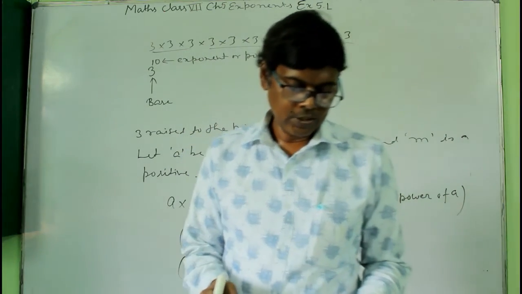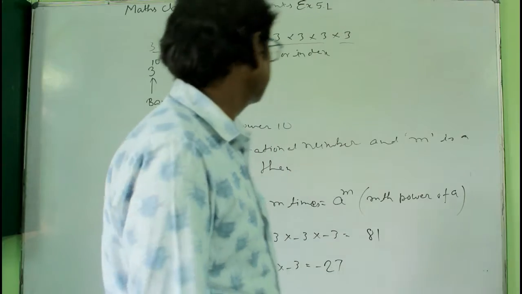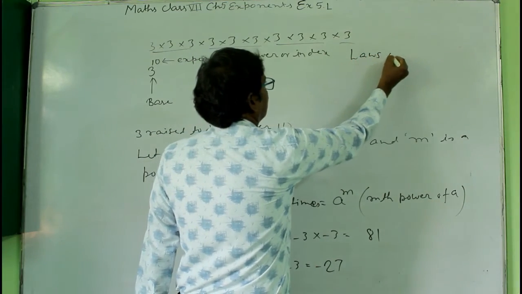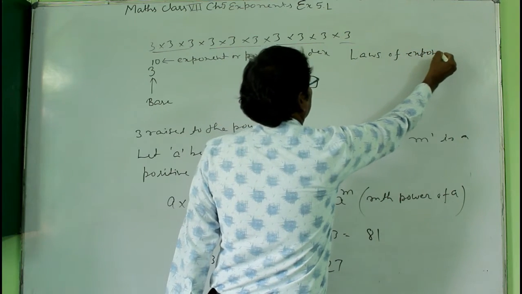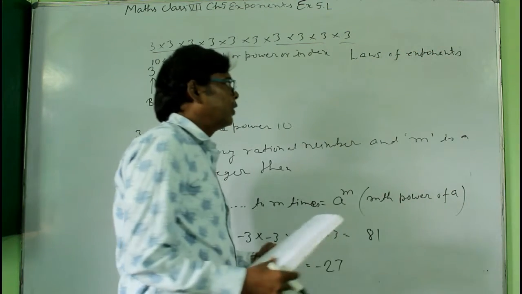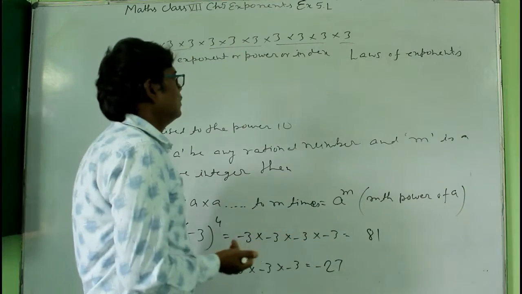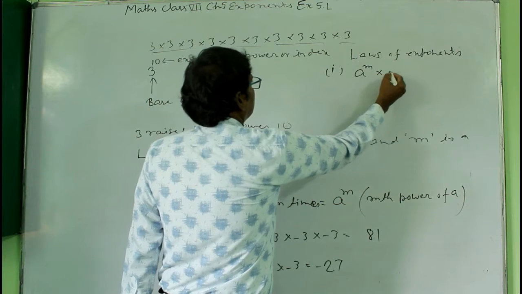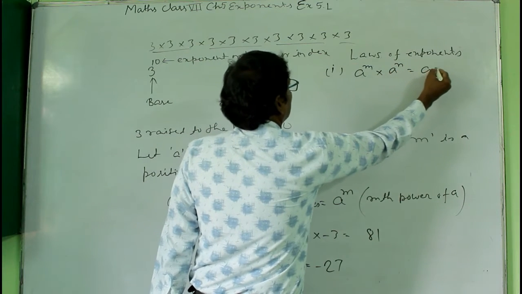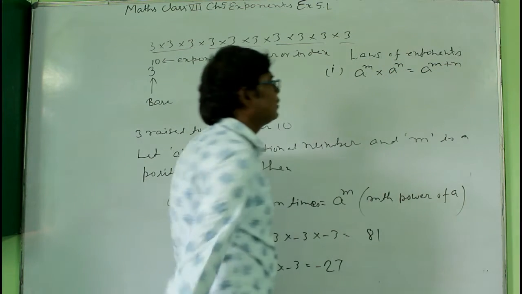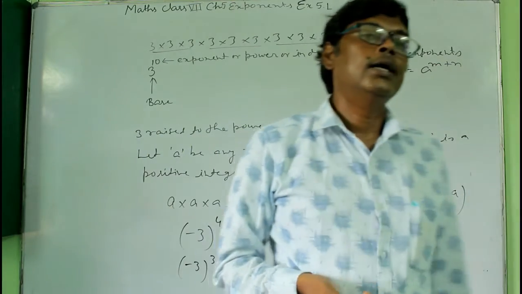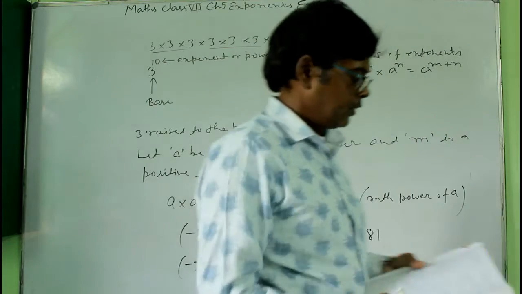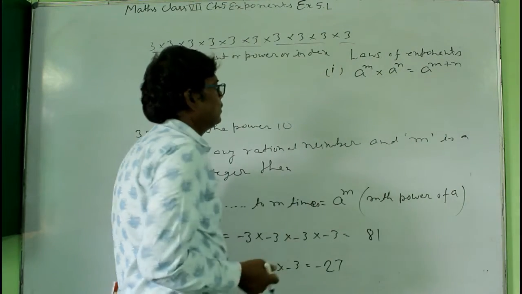So that's it in this. Then you have here also some laws of exponents. Okay, there are some laws of exponents. For example, the first law is this: a to the power m into a to the power n equals a to the power m plus n. Here a is a rational number and m and n are any positive integers. And how will you explain this by giving an example?